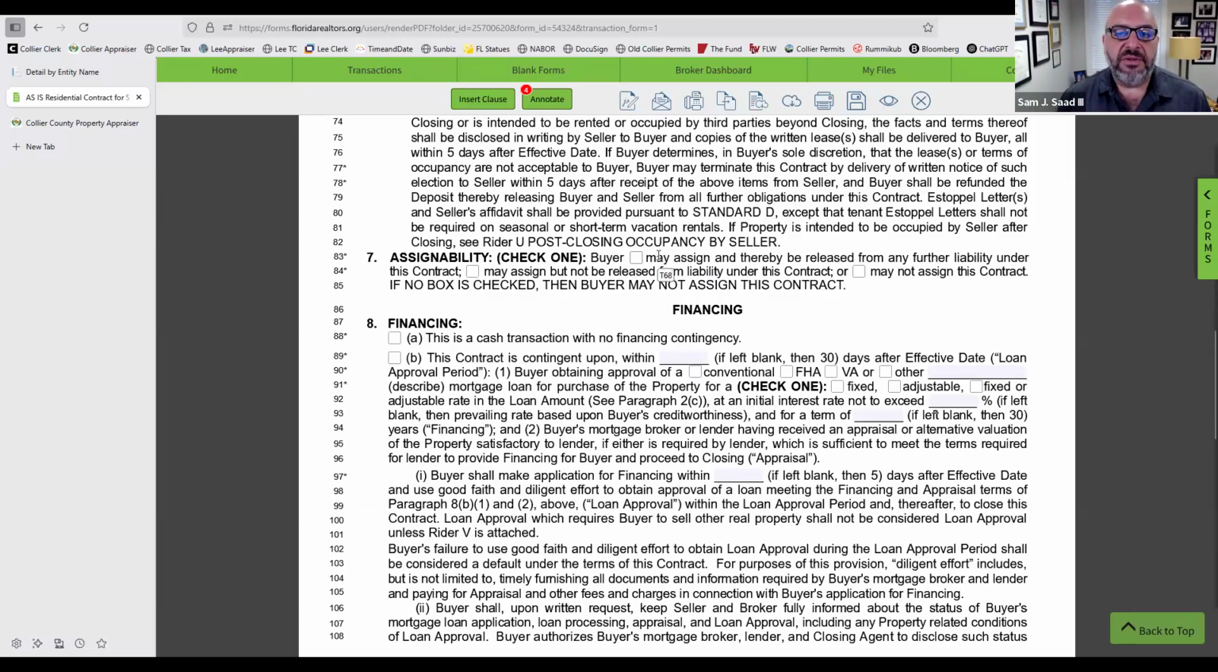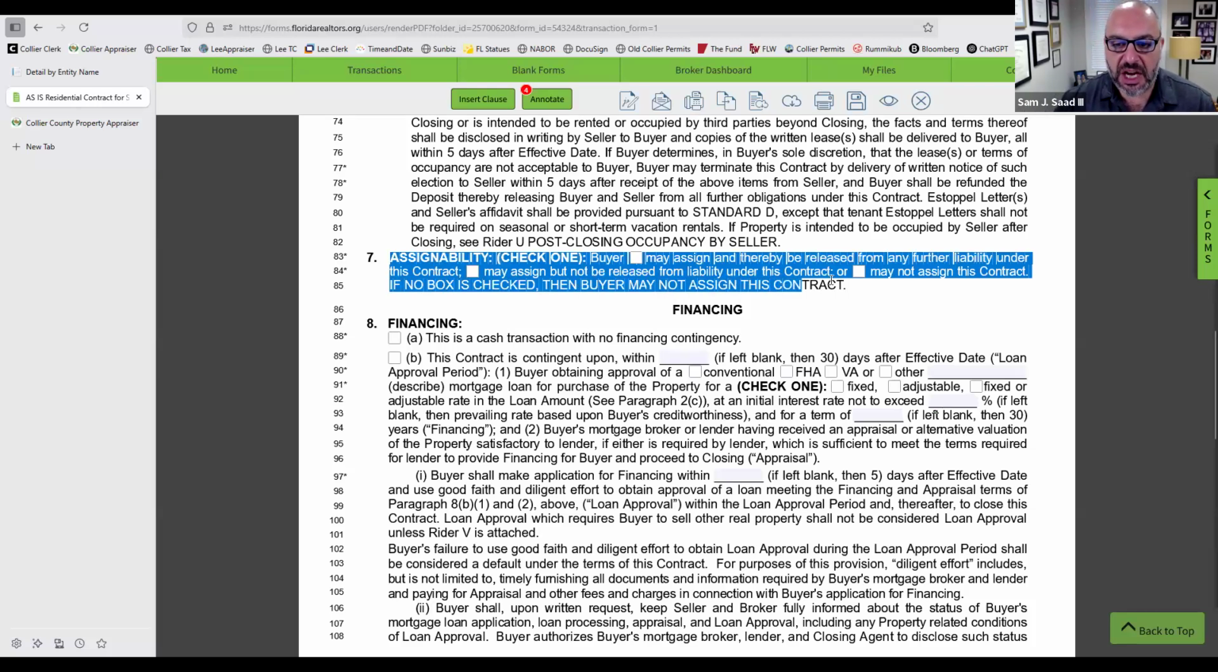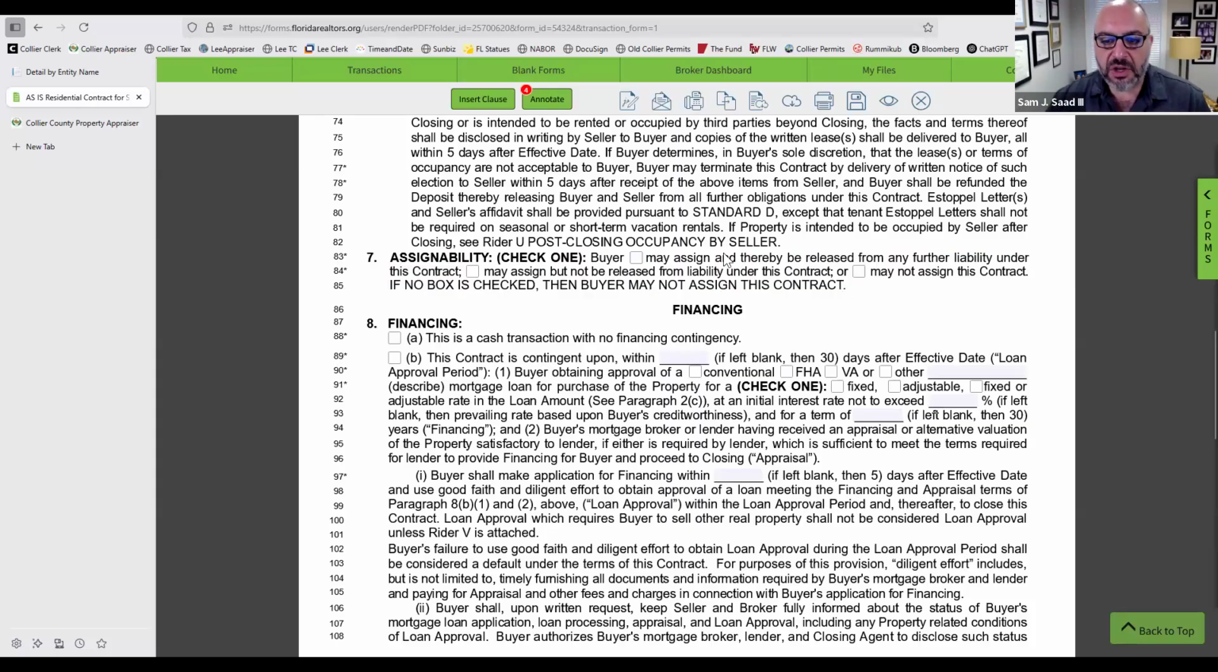Now, the next section is very, very, very important, the assignability. The default in Florida is that contracts are freely assignable. The default in the FR/BAR contract is that the contract is not assignable. So we changed the default of Florida law in this contract here on the last line that I'm trying to highlight now. So we're going to say the contract may be assigned, but the buyer may not be released from liability. What does that mean?